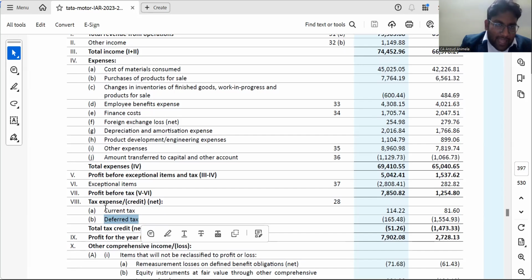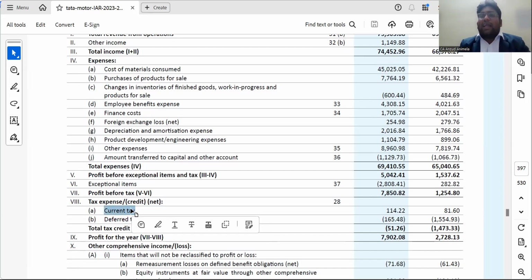So the current tax is very simple. Current tax is the income tax expense of the company for that particular period. That means 114 crores is the income tax expense of Tata Motors Limited for the financial year 23-24. So this is briefly about current tax and deferred tax presentation in the financial statements. Let's dive into the basics of deferred taxes.